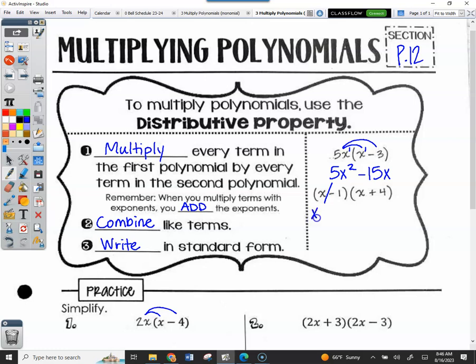Split. x, beep. Minus 1, beep. Notice how I did that? It's called the distributive property. If I distribute papers to the class, what does that mean I'm doing? I'm passing the papers out, right? And everybody gets one, right? The distributive property is the same thing. I'm passing out x to everything over here. I'm passing out -1 to everything in here.